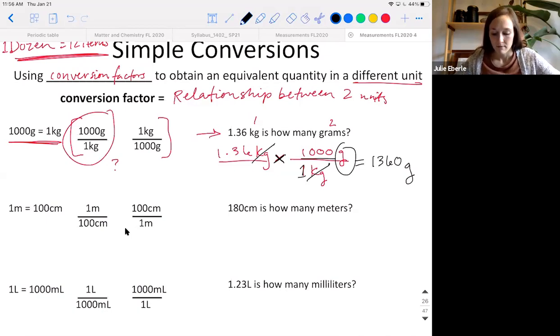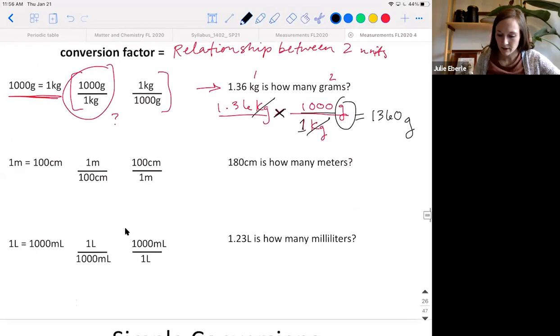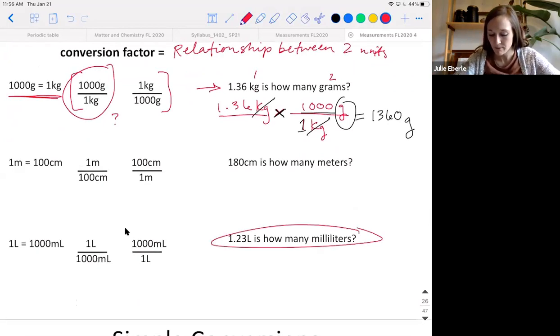People can write their numbers different ways and you still get the same answer. So if you don't like my exact way of going about it, that's okay, as long as your work makes sense and I can follow your units. Do it a way that's more comfortable for you. Let's skip down here and do the third one. 1.23 liters, how many milliliters is this?